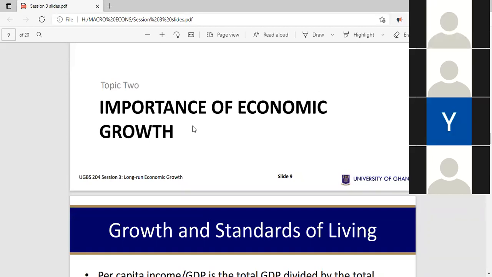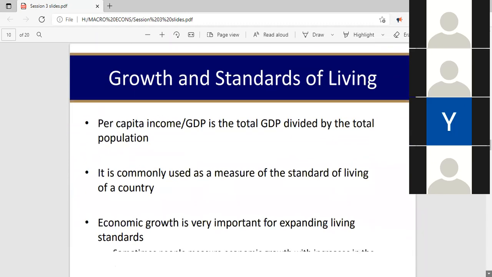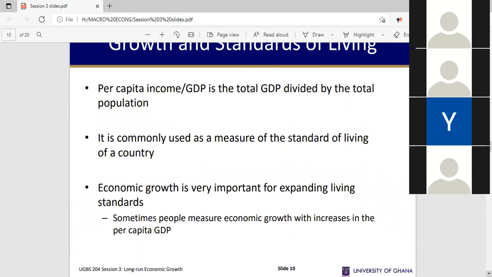All right. Importance of economic growth. Why should we be so happy if the economy is growing? Remember, we spoke about the first one: growth and standard of living. The first one is per capita income. When we say per capita income, basically the whole idea is we take our GDP and we divide it by the total population.